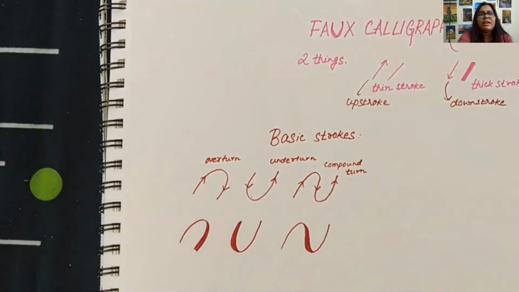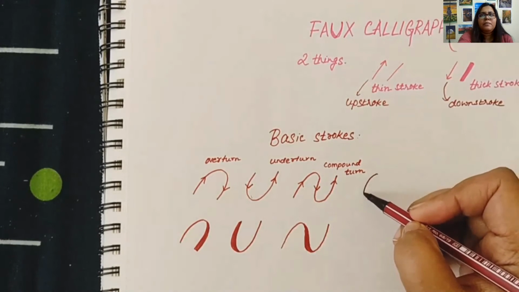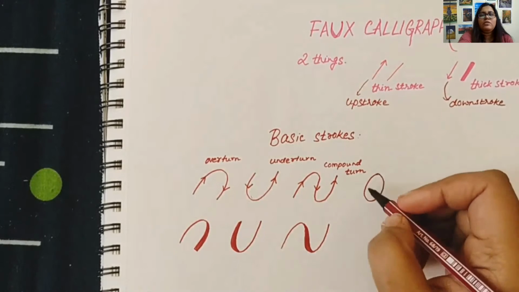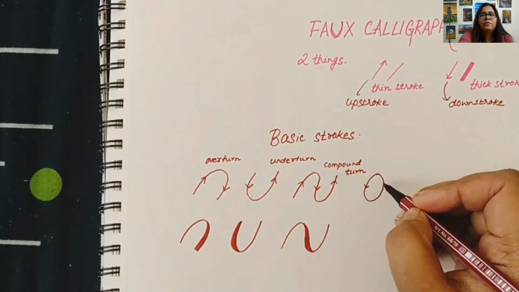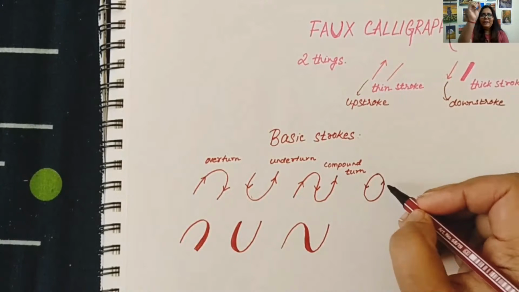Okay. What other forms of turns are there? So see, this is almost like a circle. So how did my hand move? First I went downwards like this and then I joined it upwards like this. So wherever my hand moved downwards, what is the rule? Downward is thicker, right? The downward part is thicker, the upward part is thinner, okay?